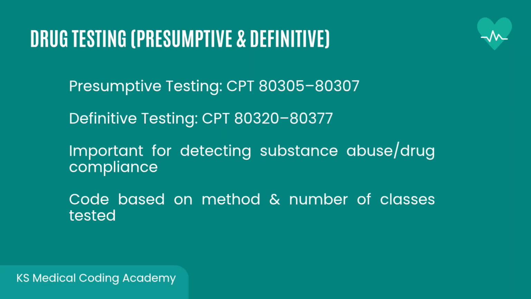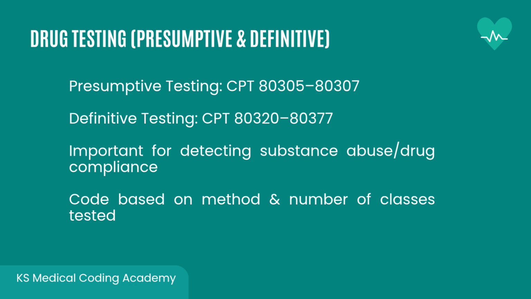Drug testing, presumptive versus definitive. Drug testing codes are divided into two types. Presumptive testing, codes 80305-80307, for initial screening. Definitive testing, codes 80320-80377, for identifying specific drugs and levels.